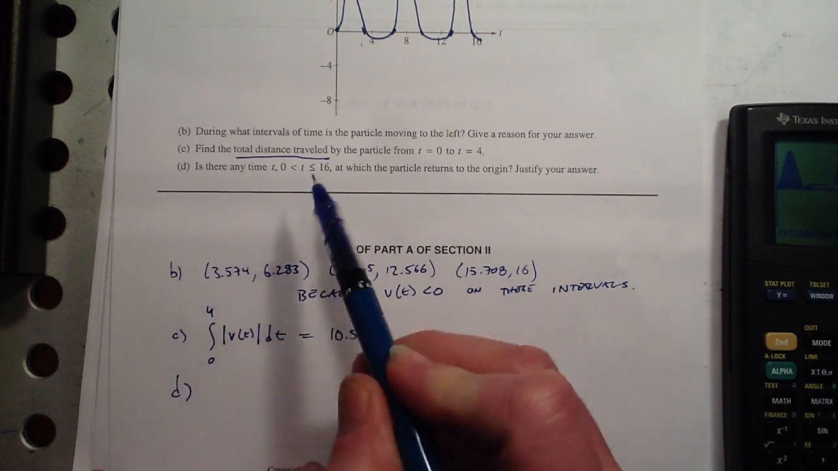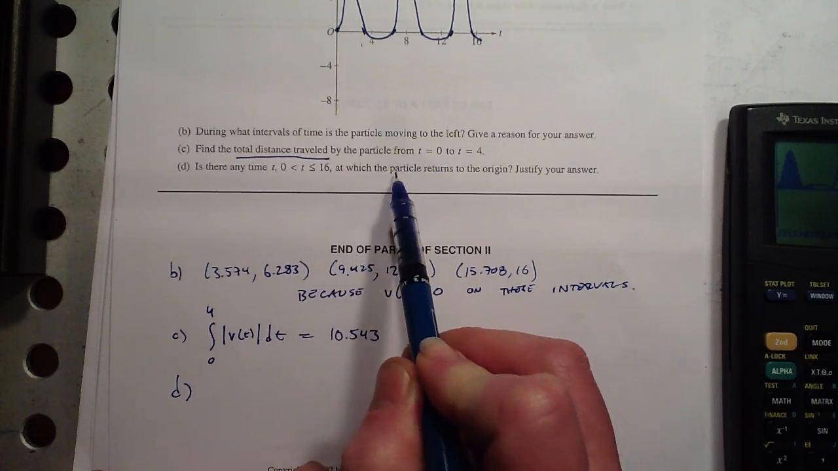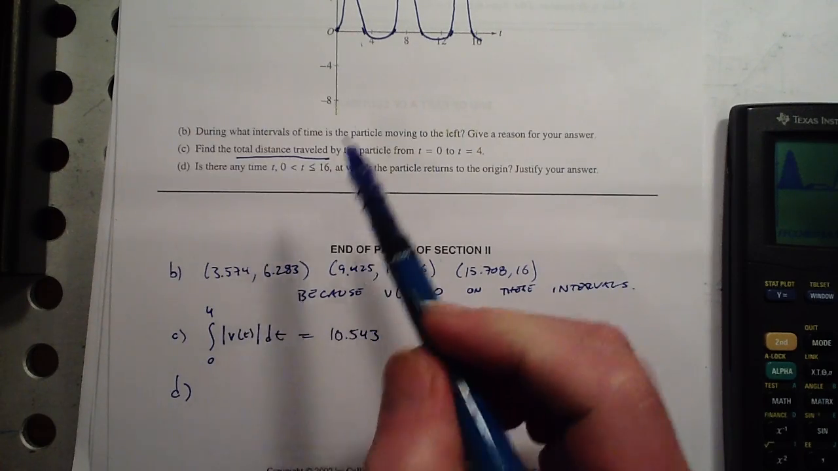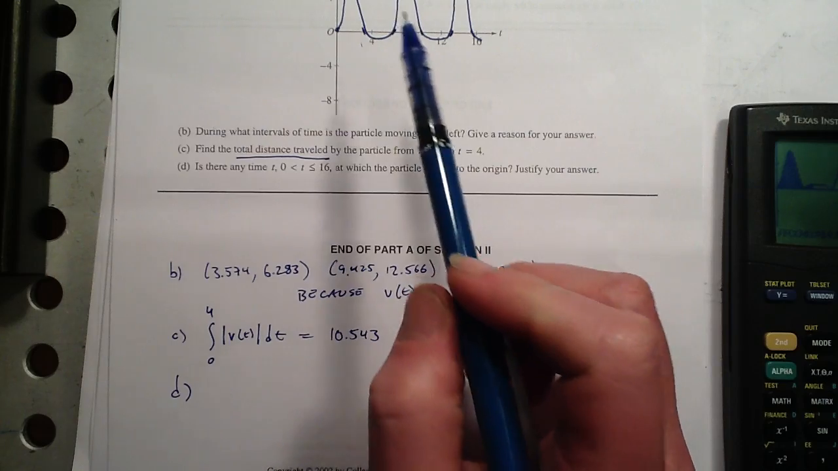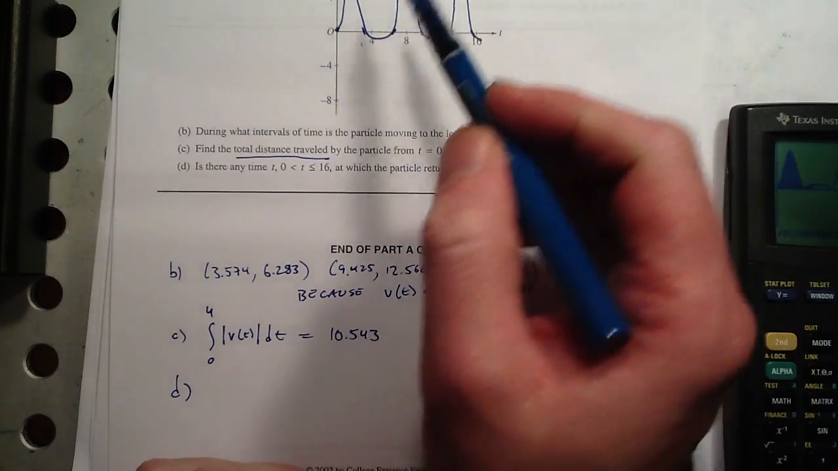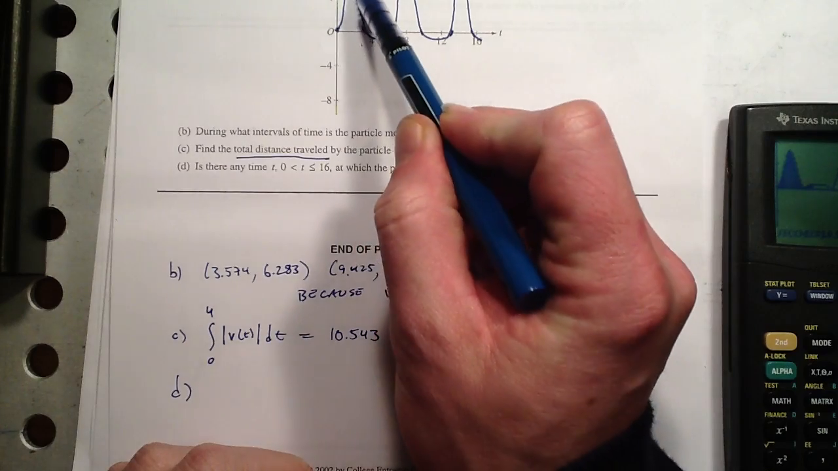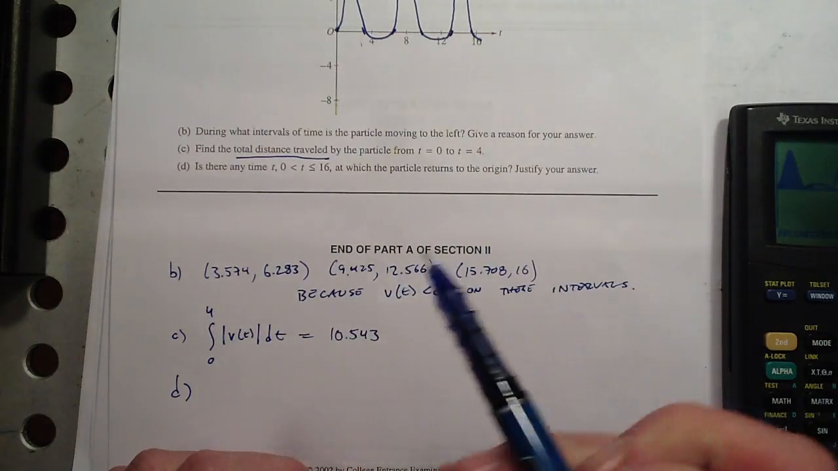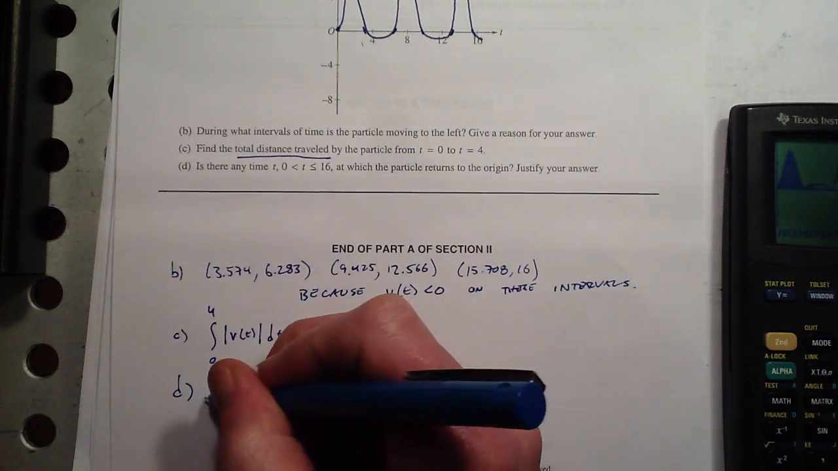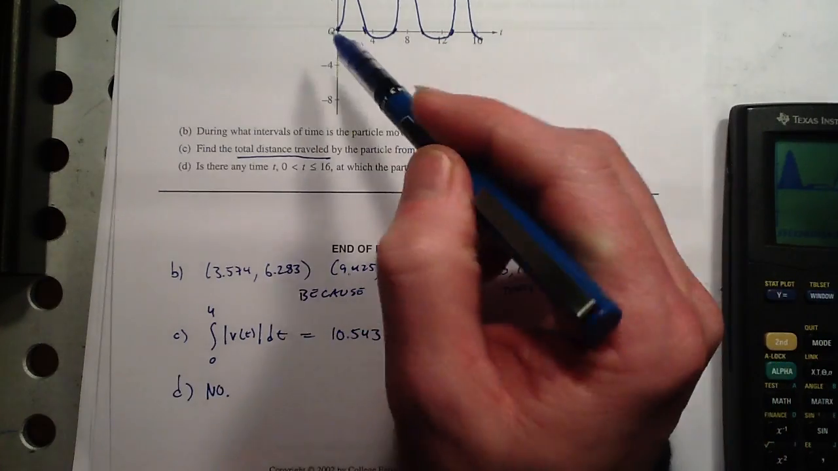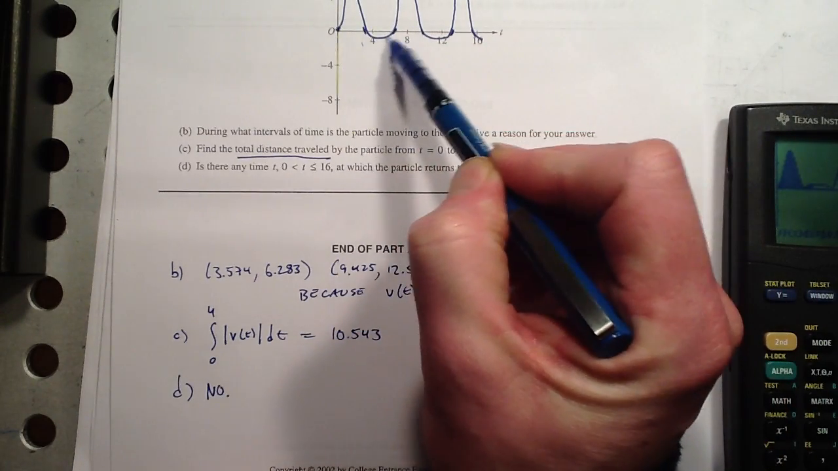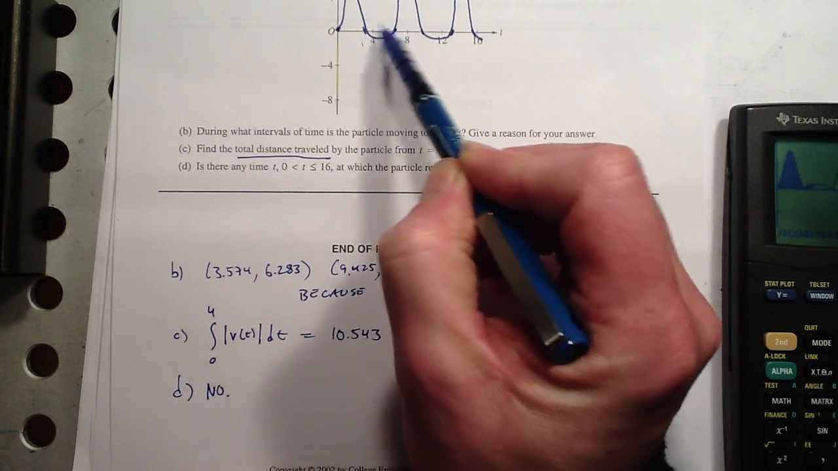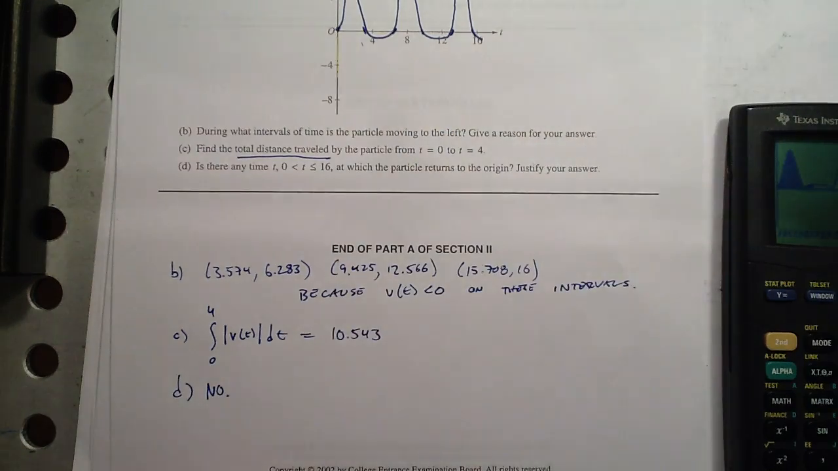Okay. Is there any time from 0 to 16 at which the particle returns to the origin? Well, at time 0, it's at the origin, right? So this is all moving to the right, and then a little bit of moving to the left, and then moving to the right, and a little bit of moving to the left. So the answer is no, because this movement to the right is more than this movement to the left, and then it moves even more to the right.